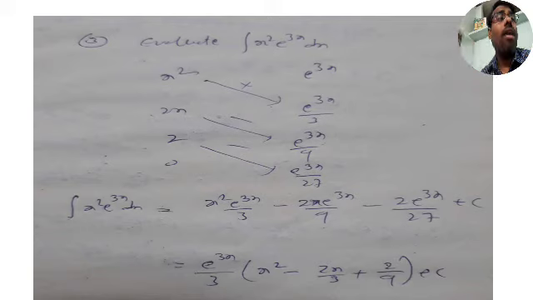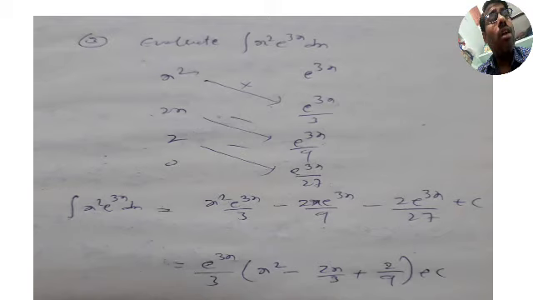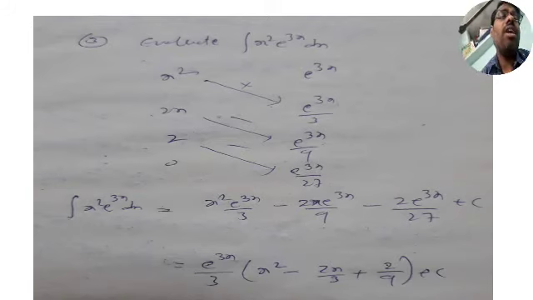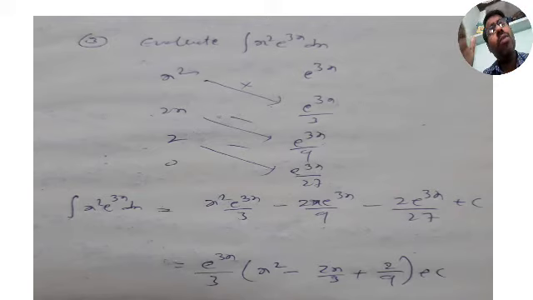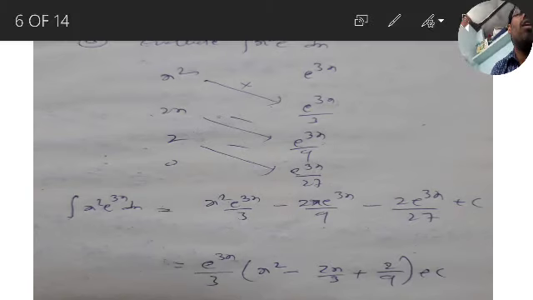If you take ILATE, A is the first and E is the last. Therefore the algebraic function comes first, then the exponential function. So take the first function u equal to x square and v equal to e power of 3x. For x square you need to find derivatives, and for e power of 3x you need to find successive integrations.